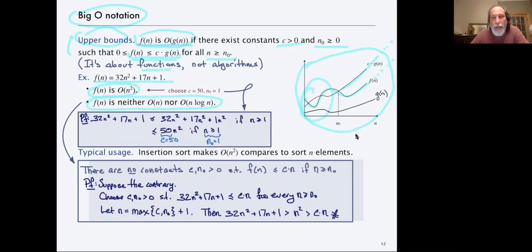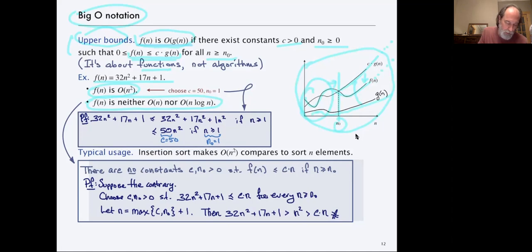We might forgive f for being bigger than c times g of n. We can just ignore that, and that's how we pick the n naught. So as long as n is bigger than n naught, c times g of n is an upper bound for f of n; it's at least as big as f of n. So g itself might not be an upper bound for f. This is a candidate, maybe this is g. But when we multiply g by some constant, bigger than 1 in this case, we get an upper bound for f.